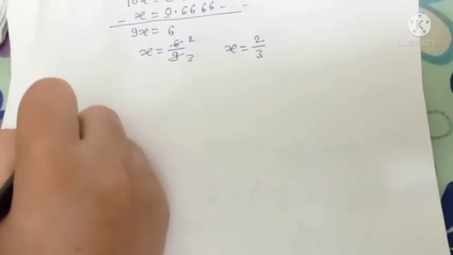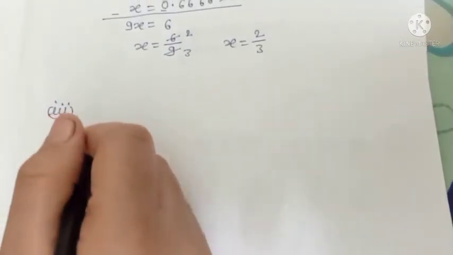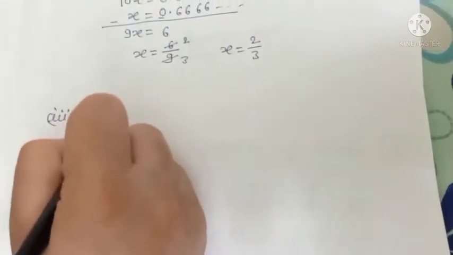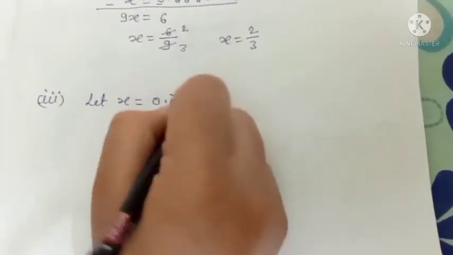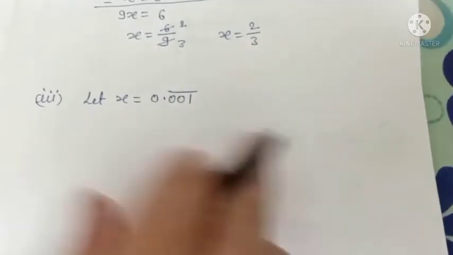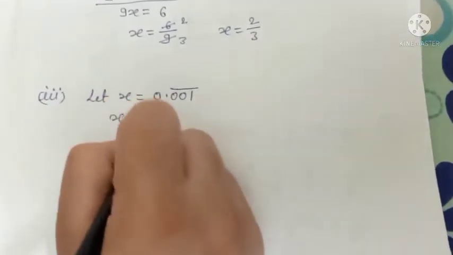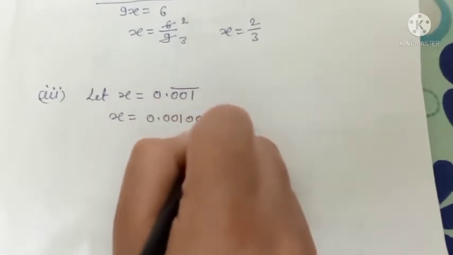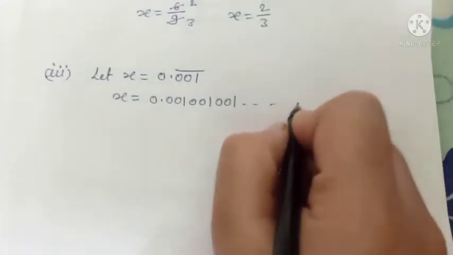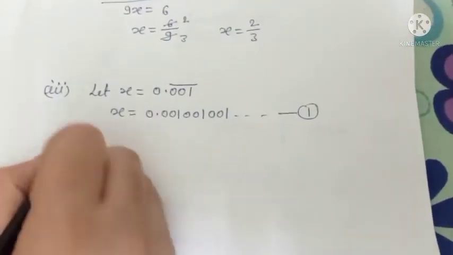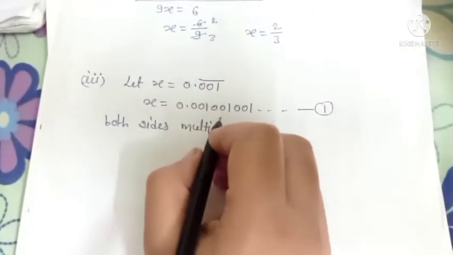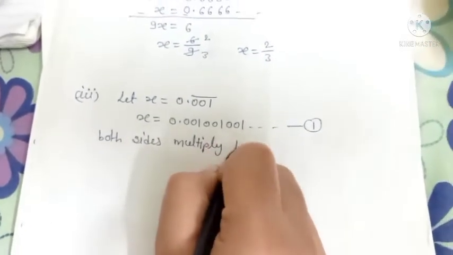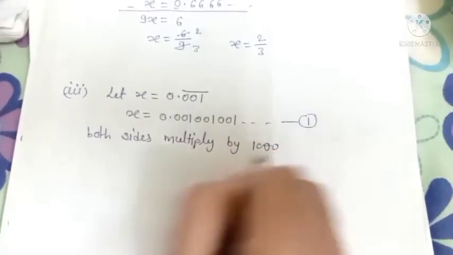The third question. Let x is equal to 0.001 bar. It means 001 is repeated more times. x is equal to 0.001001001 and so on. This is the first equation. Both sides we have to multiply by 1000.